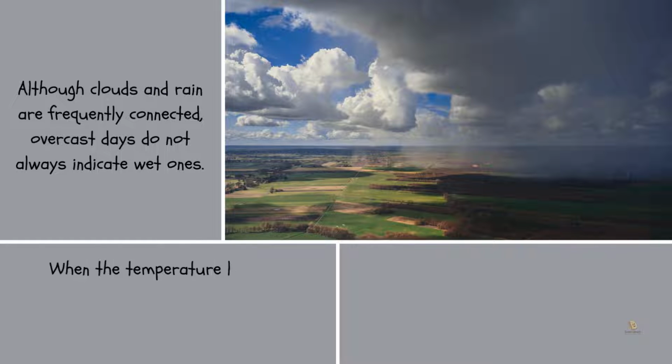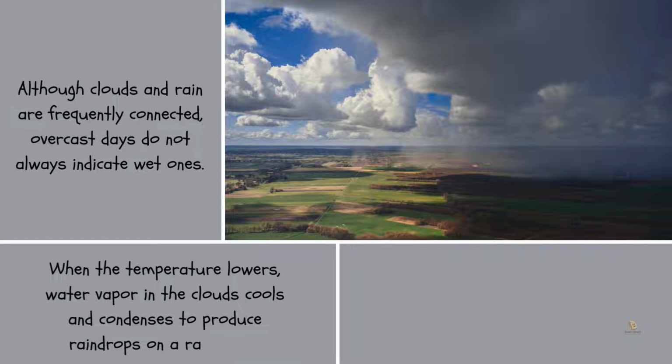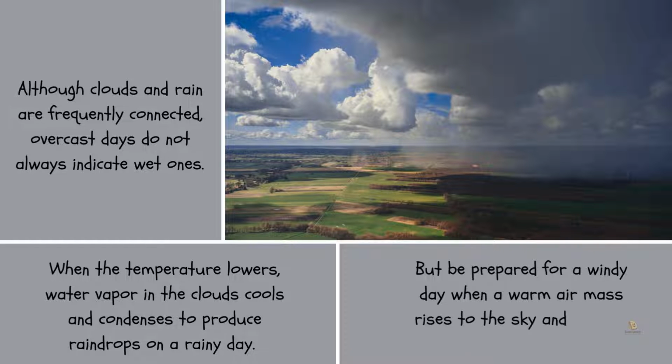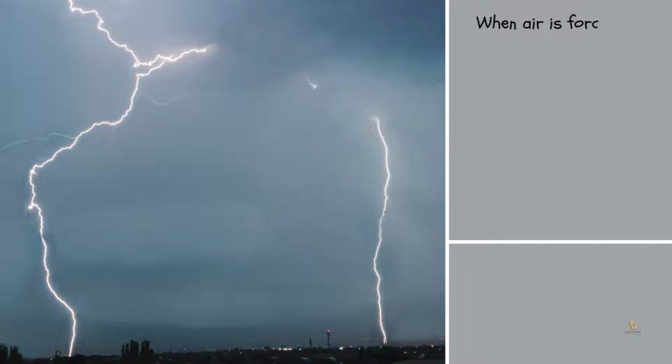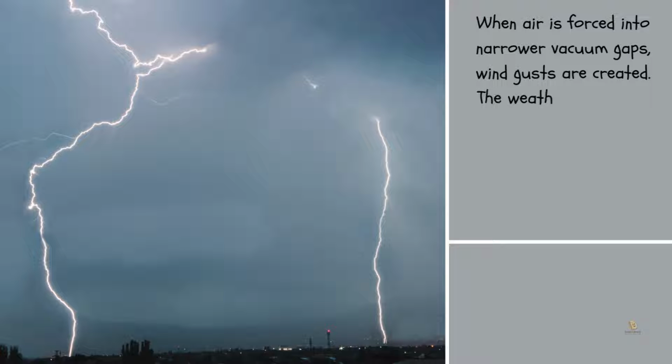When the temperature lowers, water vapor in the clouds cools and condenses to produce raindrops on a rainy day. But be prepared for a windy day when a warm air mass rises to the sky and cold air rushes to fill the void. When air is forced into narrower vacuum gaps, wind gusts are created.